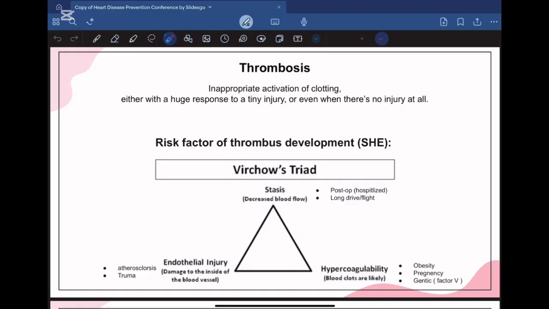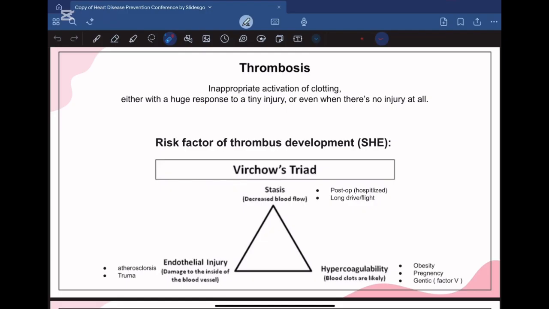Moving on to the H, which is hypercoagulability. Hypercoagulability, what does it mean? The blood is sticky. Okay, it's not in a normal flow, therefore it could be seen in patients who are obese, pregnant ladies, or it could be a primary cause, which is genetic, such as factor 5 mutation.